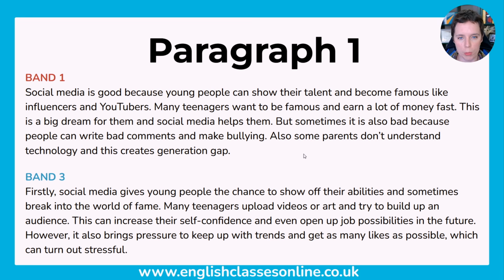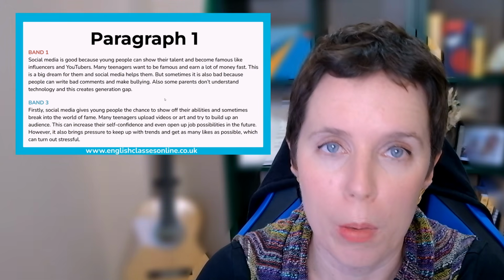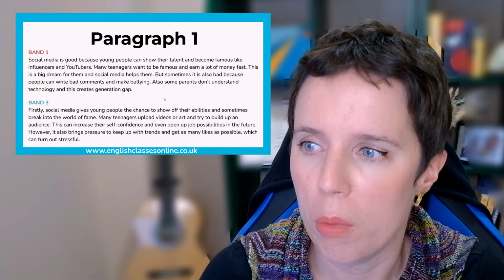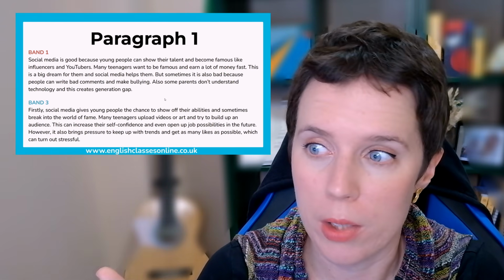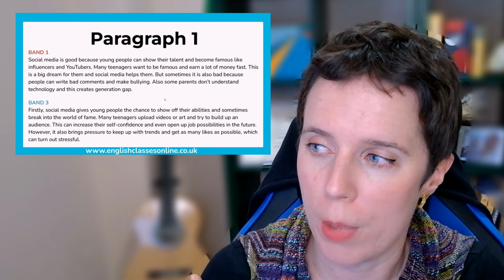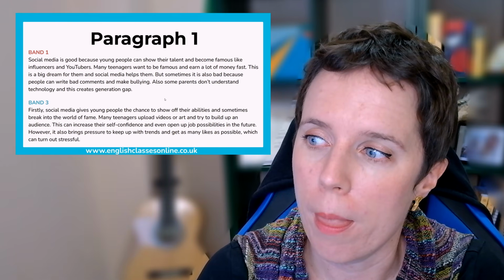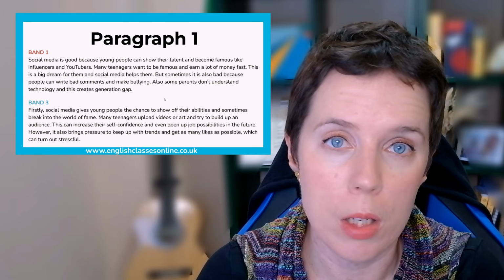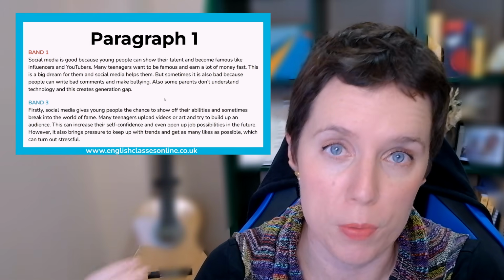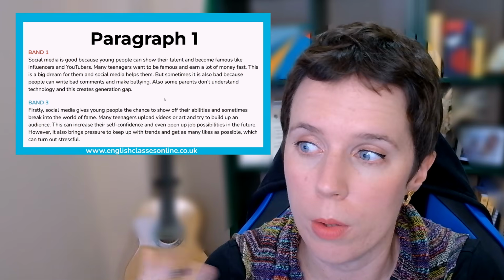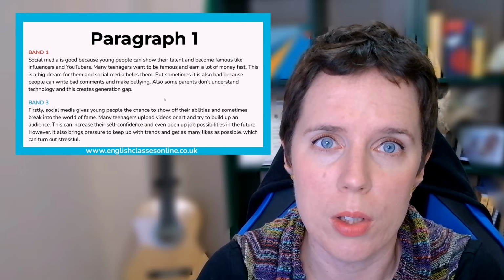Okay, lots of problems here. So, problems with vocabulary, very low level vocabulary. We've got good, we've got bad. We've also repeated the word bad twice. We've got it's also bad and they can write bad comments. We've got a mistake: make bullying. We don't say make bullying. You just bully. We use bully as a verb in English. You bully someone. And also, there's just no connection between this and the question.